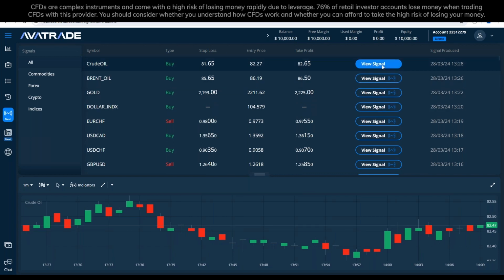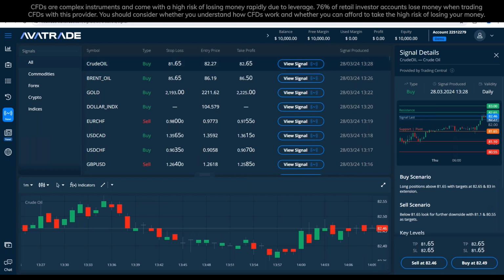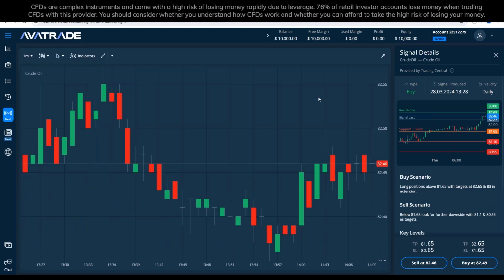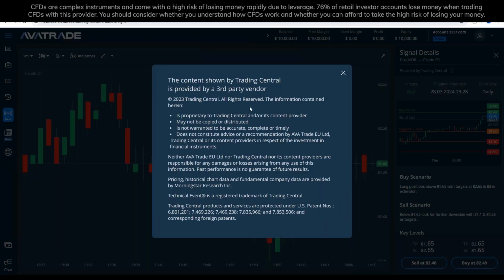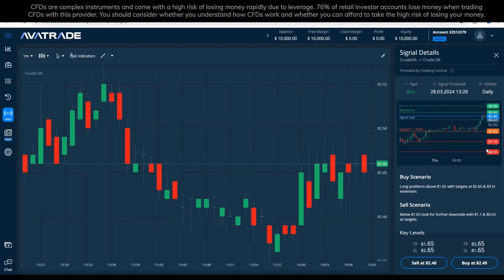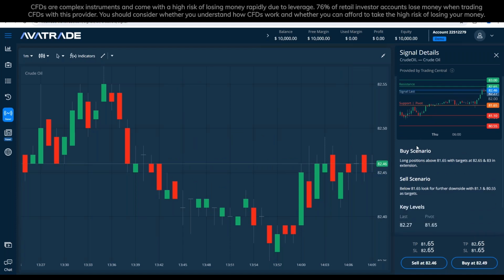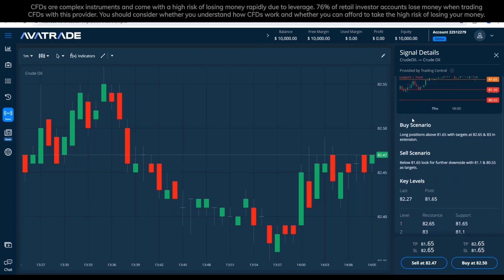Let's first hit the view signal button. And in here, we're going to expand the chart. It's important to know that the trading signals are from Trading Central and not from AvaTrade. Okay, and in here you can see, like I said, when the signal was produced. In here you can see different kinds of scenarios, a buy scenario and a sell scenario. Logically, just to clarify just a few basics with you guys.